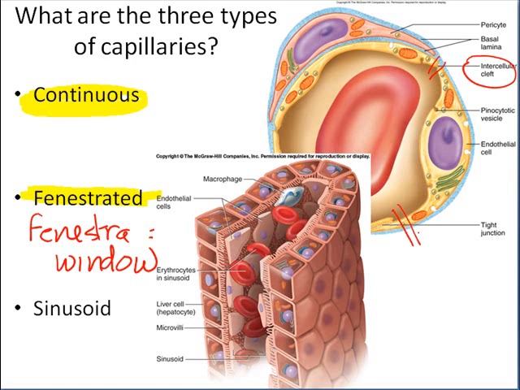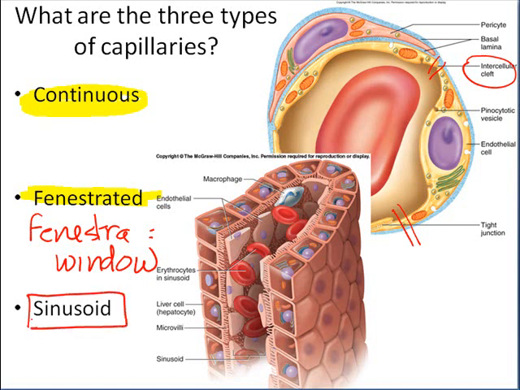And those little holes or windows facilitate the more rapid passage of solutes. And fenestrated capillaries are usually seen in places where we have to move things very rapidly into and out of the bloodstream. So fenestrated capillaries are what you find in the hypothalamus, in the anterior pituitary. They're found in the kidneys, in the small intestines, etc. A specialized type of fenestrated capillary is called a sinusoid.